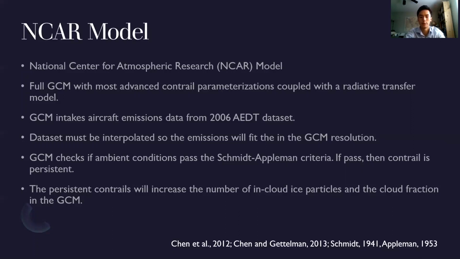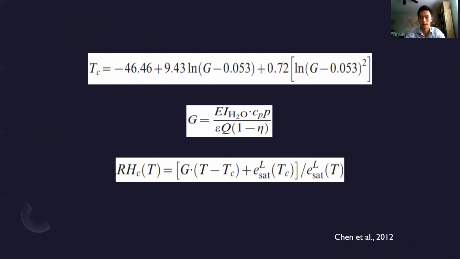We do this to conserve emission mass because we want our data set to be properly displayed in our model. And this interpolation is very complex, lots of math.